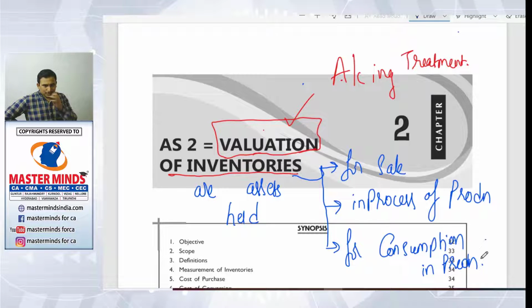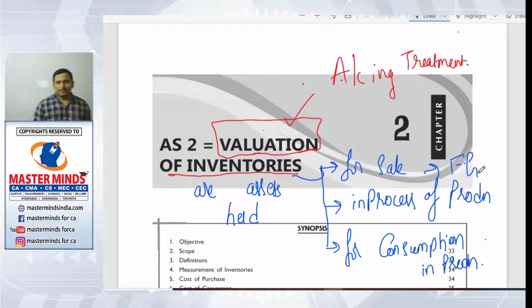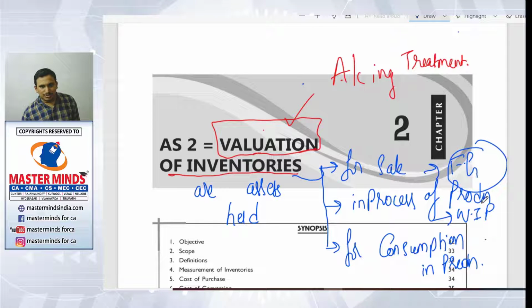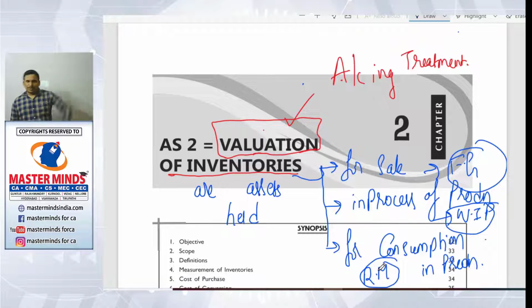In this definition, what you can apply? If you observe for sale, definitely you might have got it as finished good, accepted. Now it is in the process of production. You have got it as work in progress, accepted. First one is finished good. Second one is work in progress. Now the third one, for consumption in the production process, we would like to call it as raw material. These three are inventory.